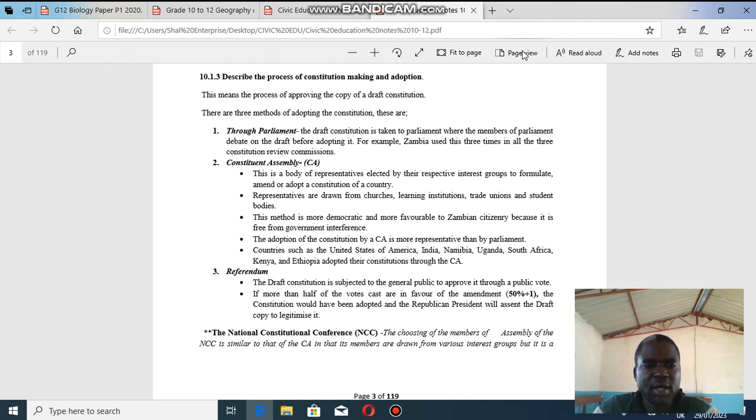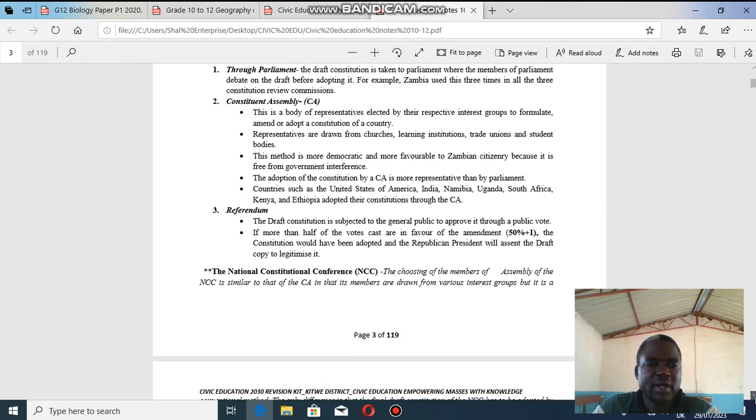Then referendum. A draft constitution is subjected to the general public to approve it through public vote. If more than half of the vote cast is in favor of the amendment, that is 50% plus 1, the constitution would have been adopted, and the Republican president will sign the draft copy to make it legal, to legitimize it, to make it legal and official.